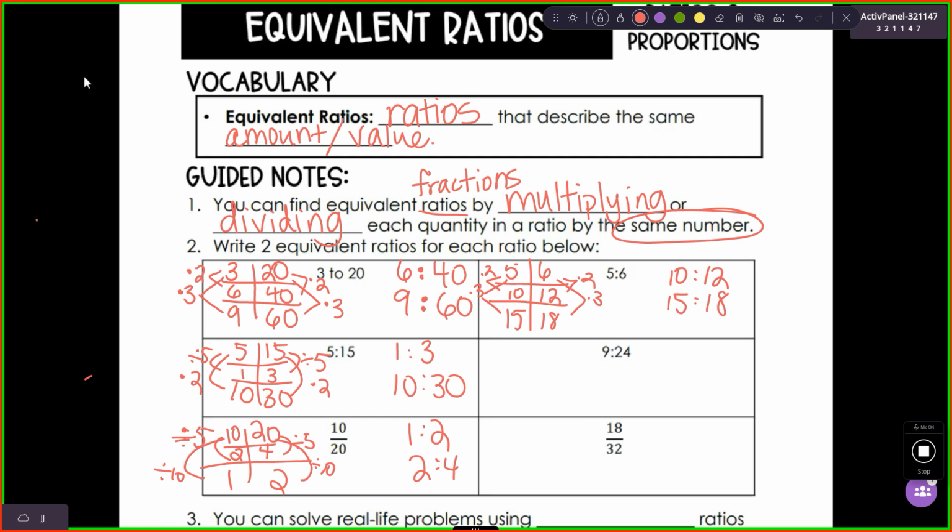When in doubt. Now at the bottom, I know you can't see it, but your number 3, if you look at the bottom of my screen, it says you can solve real life problems using, what is our title of our lesson? Equivalent. Ooh, this one would be a fun one to do for spelling practice. Equivalent. We might do equivalent tomorrow for spelling practice. That would be a fun one.